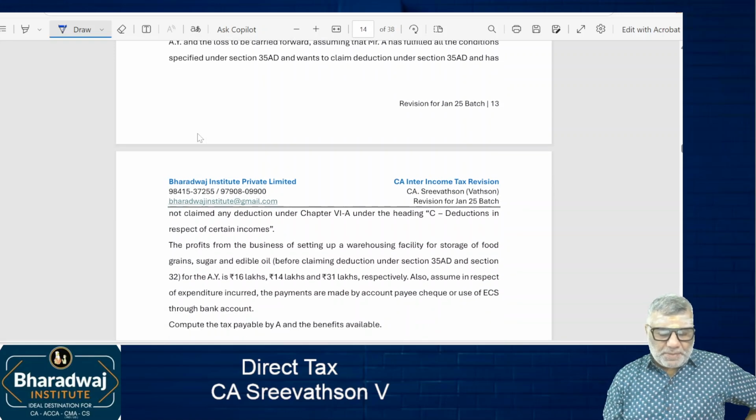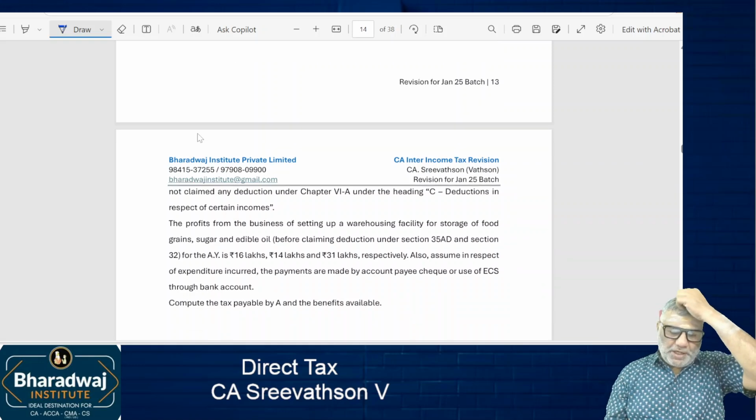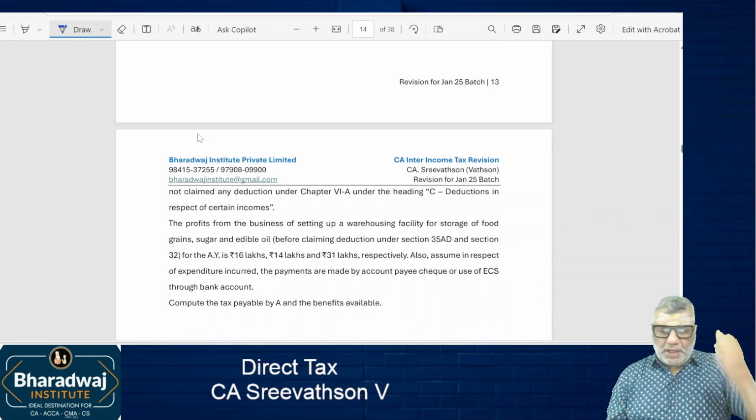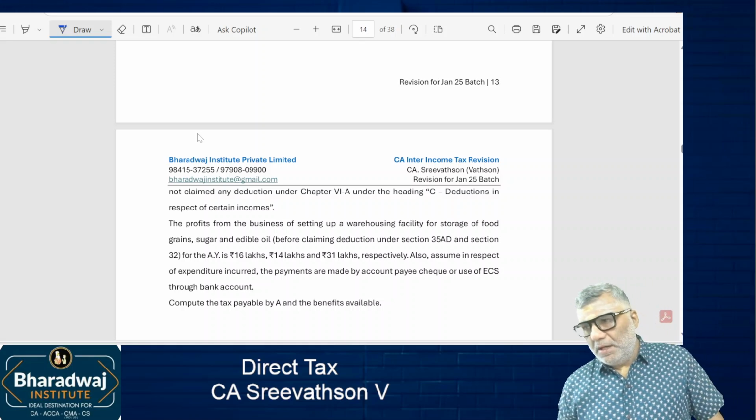The profit of the business of setting up warehouse facility for storage of food grain, sugar and edible oil before claiming 35AD or depreciation is 16, 14 and 31. Also assume in respect of the expenditure incurred, the payments are made through account payee cheque only. Compute the tax payable by A and the benefits available. Read through.